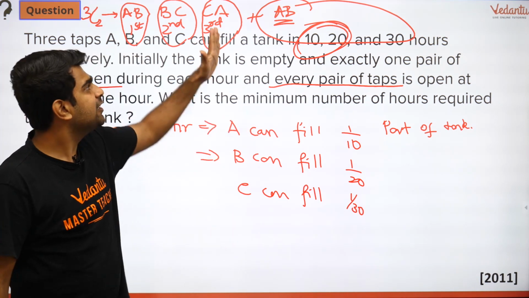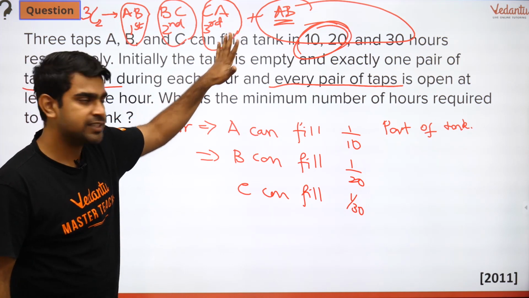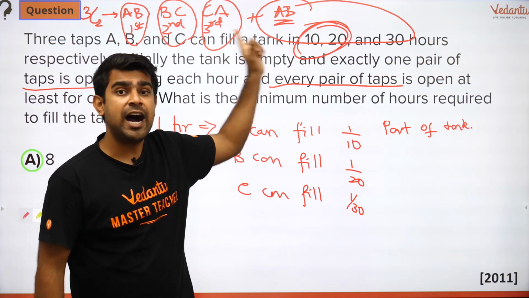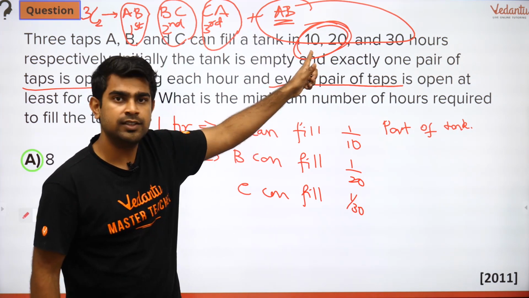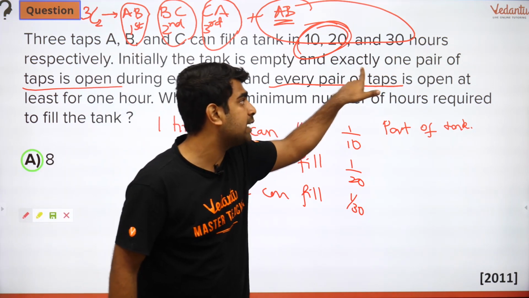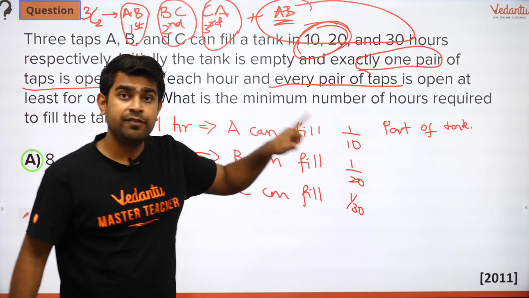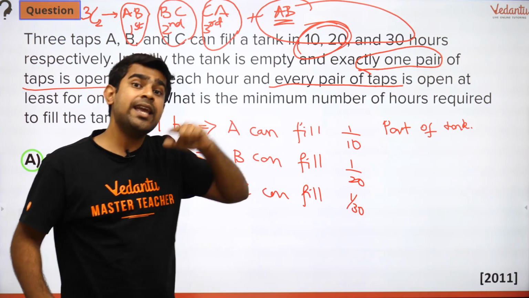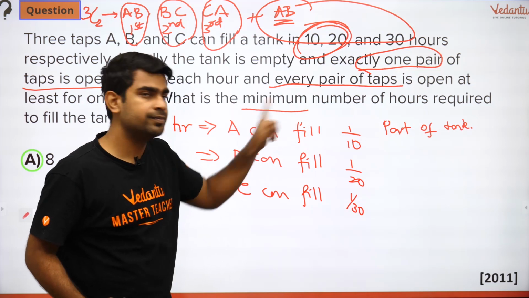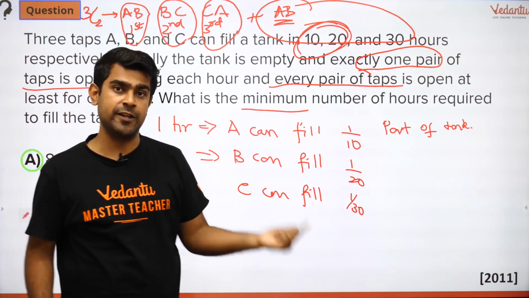So what you do is, after I do the first 3 hours, I satisfy the second condition. Now for every hour after the third hour, I will use only AB. Why AB? Because we have to use a pair of taps. That condition is always there. We have to use exactly one pair. Why AB in specific? Because AB is the fastest and I want minimum time. That is why I said you have to use your logic also.